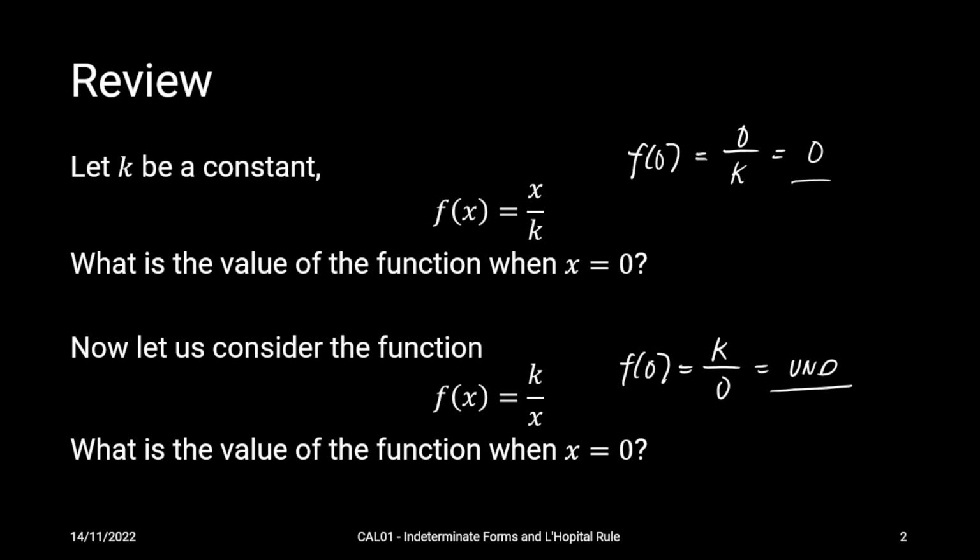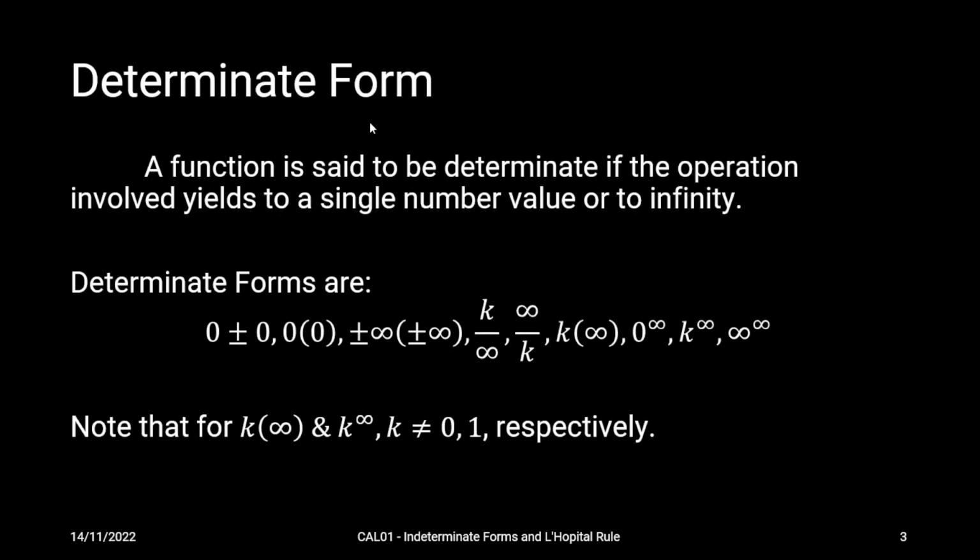So these two are what we call determinate and indeterminate forms. Let us first talk about determinate forms. A function is said to be determinate if the operation involved yields a single number value or infinity. Here are some of the determinate forms. 0 plus 0 or 0 minus 0 is 0, obviously. 0 times 0 is also 0.